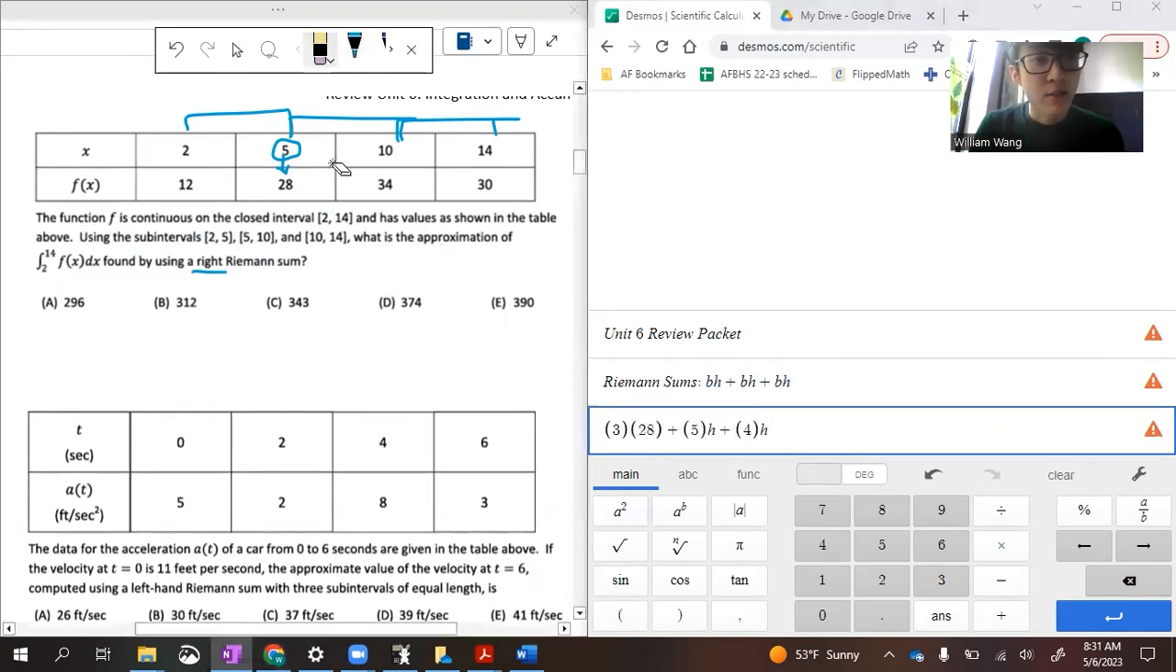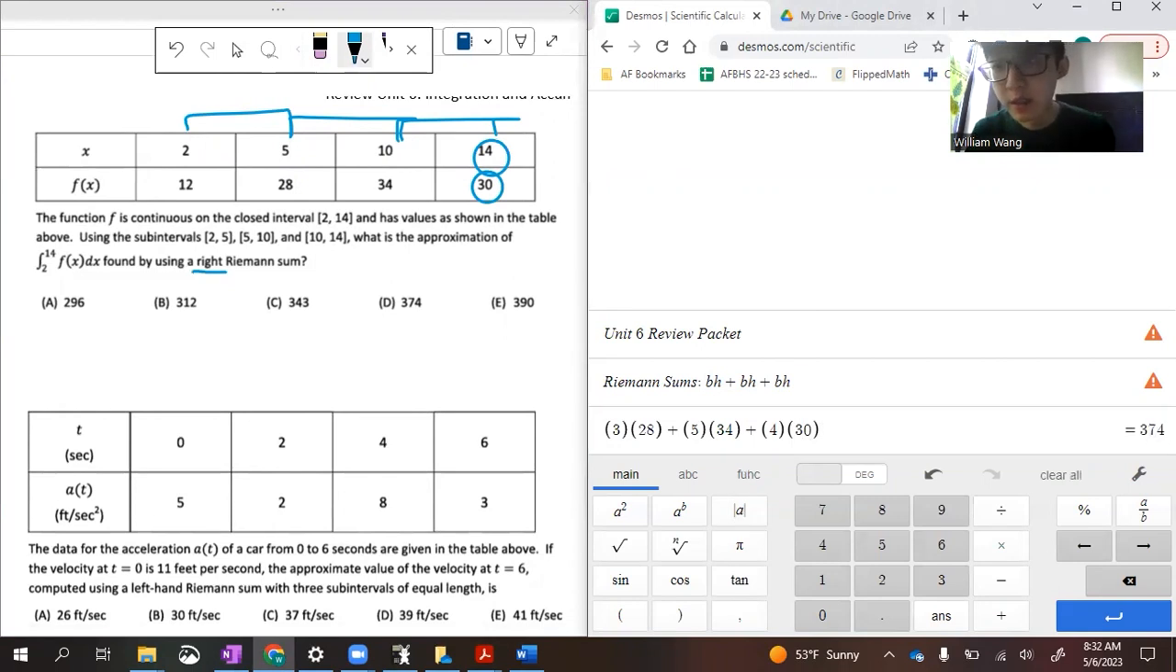Next, for my next interval, which I do from 5 to 10, at 10, my y value is 34. The final interval, I go from 10 to 14. My right Riemann sum uses 14, so I'm going to use the y value of 30 for my height. All right, you can already see this adds up to 374. Ideally, you would solve this by hand, but that means my answer choice is going to be D, 374.